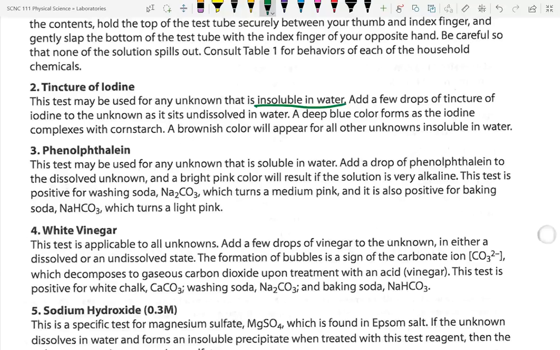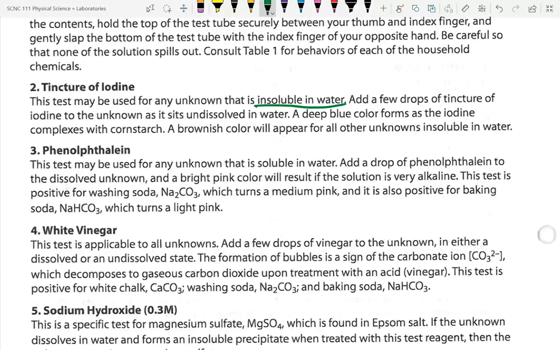And so I'm going to go ahead and say, I think that one was insoluble. And actually, I'm probably wrong. It looks like it has dissolved a little. But that's okay. I'm just going to pretend that it didn't dissolve at all. And so for the tincture of iodine test, you can see up there the number 2. It says, add a few drops of tincture of iodine to the unknown as it sits undissolved in the water. So you would do that right after you did the test, if that's your flow chart.